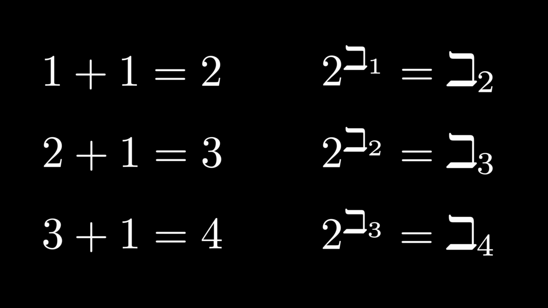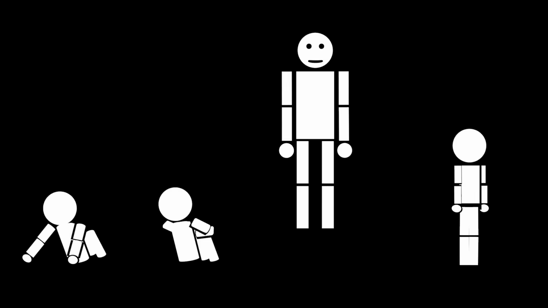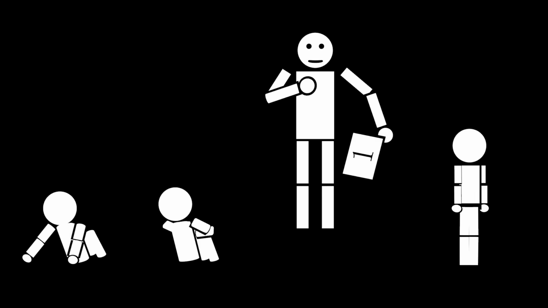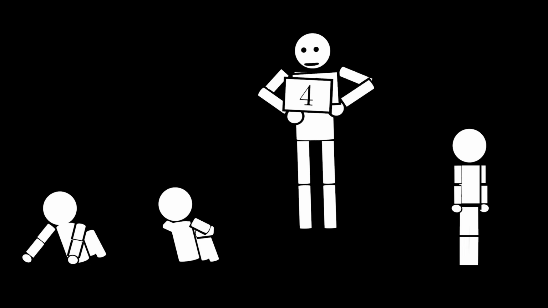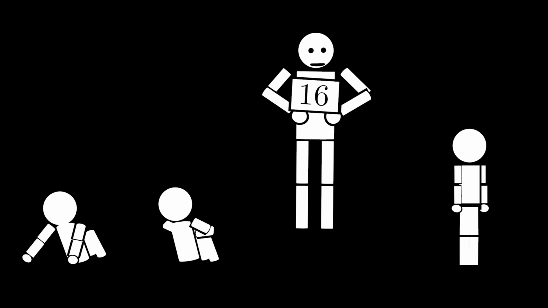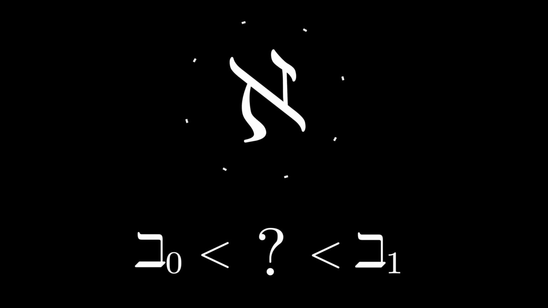Can you imagine if we did the same thing with natural numbers? Alright class, let's practice our numbers. 1, 2, 4, 16, 65,536. Now, a reasonable question to ask is whether or not there's a cardinal number between ℶ0 and ℶ1. This is where our friend Aleph comes in.